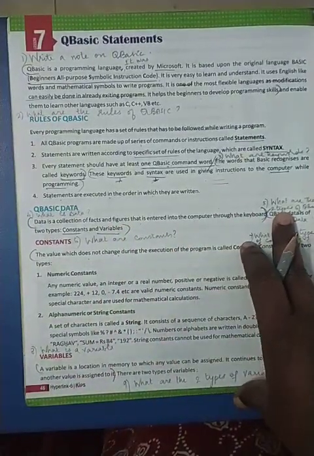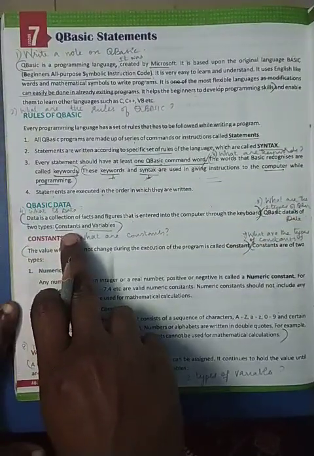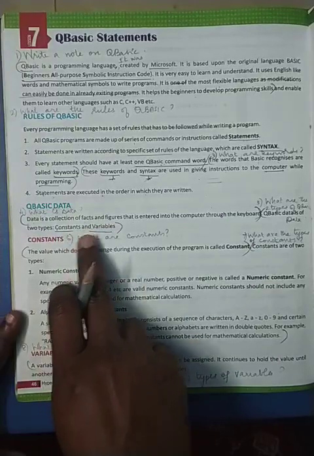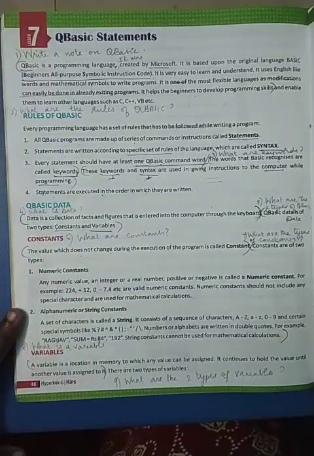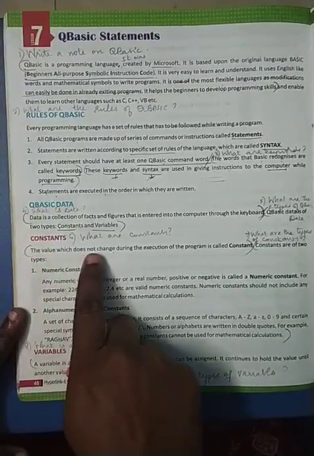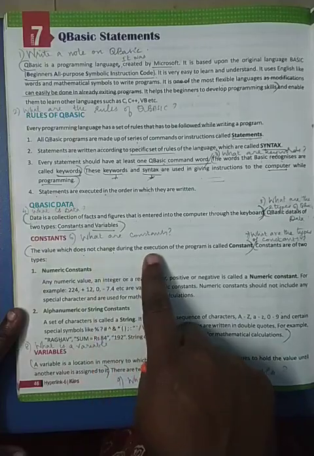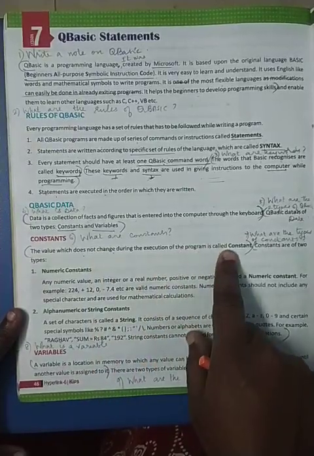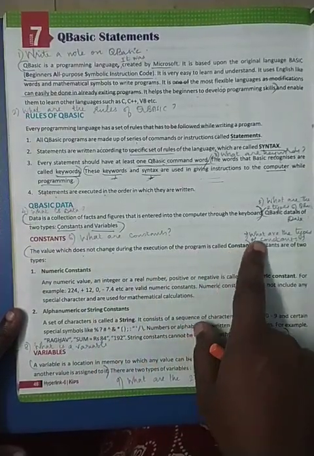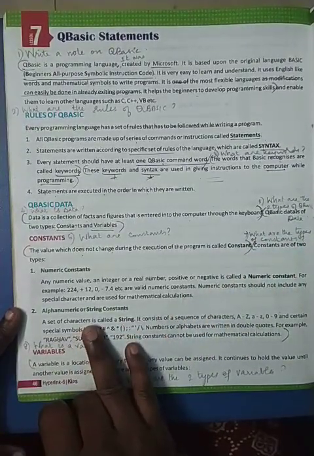Fifth one, what are the two types of data? The two types of data are constants and variables. The sixth question, what are constants? The value which does not change during the execution of the program is called a constant. What are the two types of constants? Numeric constant and alphanumeric constant.